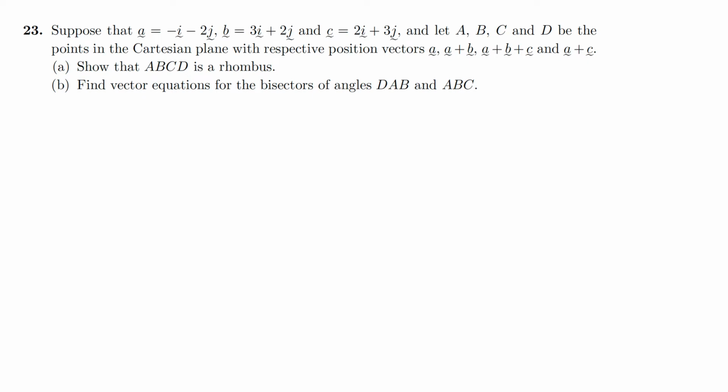All right, here we have to show that ABCD is a rhombus. So for a rhombus, the property would be all sides are equal and it has two pairs of parallel sides. So we want to have a look at the sides, or the vectors of the sides. What we're going to do is have a look at ABCD.